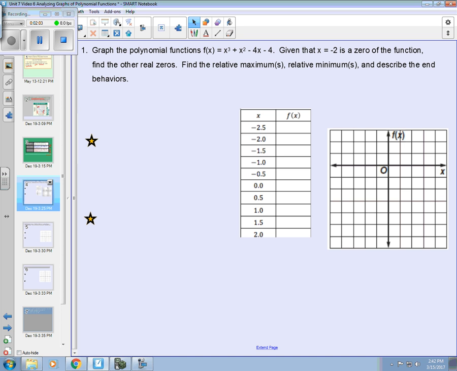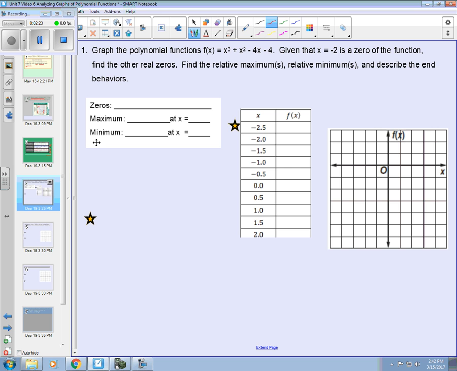The first one on your sheet gives us this polynomial, x cubed plus x squared minus 4x minus 4. We want to figure out where the zeros are. Now, they tell us one of the zeros, okay? One of the things you need to find is the zeros, and they tell us one. x minus 2 is a factor, so 2 here is going to be one of the zeros of this graph. There's probably some more though, and we want to find those.